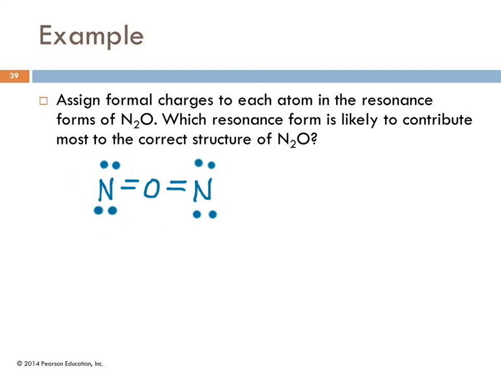Are all of these atoms happy? Do they have octets? Yes, they do. Is there any way we could draw this that's different, that they would still have octets? This is where you can get a little creative. What if we gave a triple bond to one nitrogen and a single bond to the other?